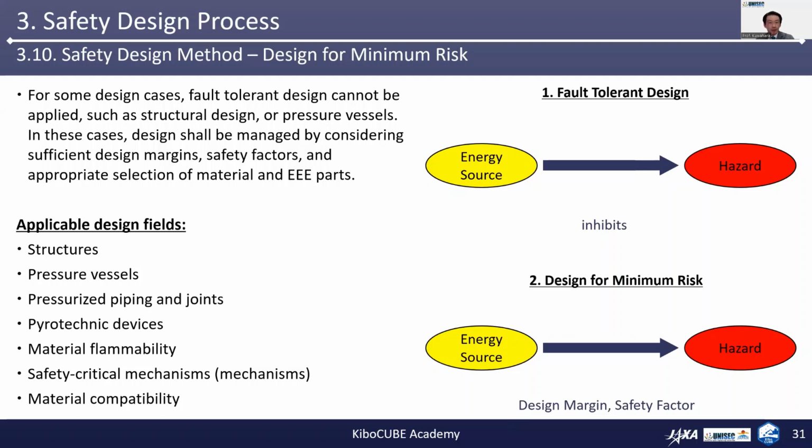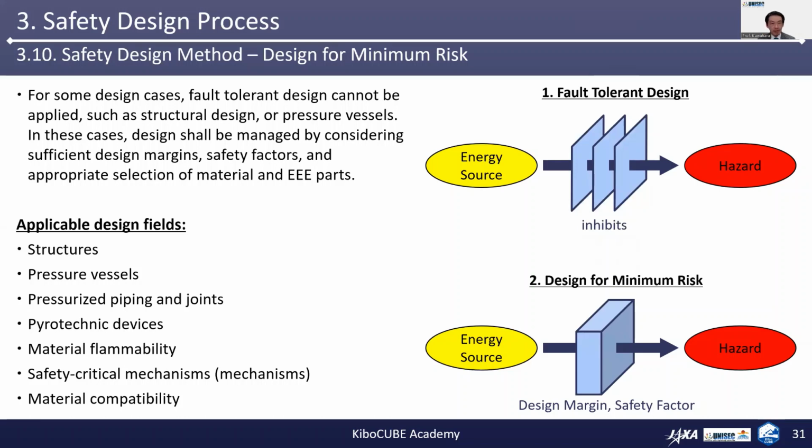So the figure on the right side here explains the comparison between the 2 design approaches. The fault-tolerant design can be understood in the way that it prepares 3 inhibits to prevent the hazards, with the assumption that those inhibits can fail. Something like this. On the contrary, design for minimum risk can be understood in the way that it utilizes a thick and strong enough barrier which doesn't fail as a preventative measure, which is something like this.